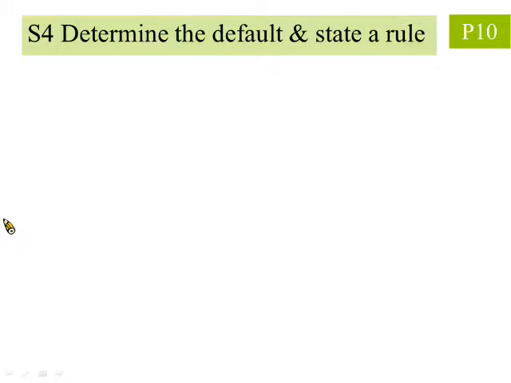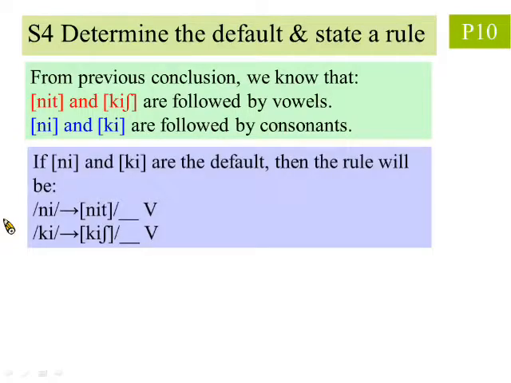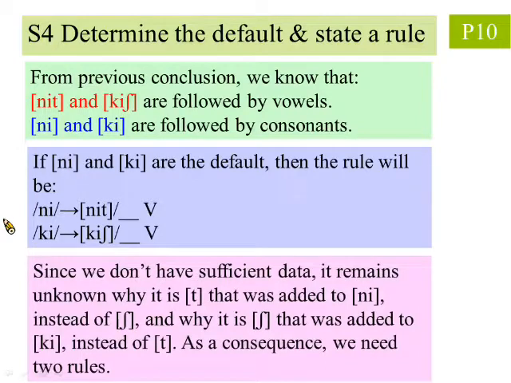Step 4. Determine which is the default and state a rule. From our previous conclusion, we know that nit and kit are followed by vowels, and ni and ki are followed by consonants. If we assume ni and ki are the default, then the rule will be like this. But since we don't have sufficient data, it remains unknown why it is t that was added to ni instead of sh, and why it is sh that was added to ki instead of t.